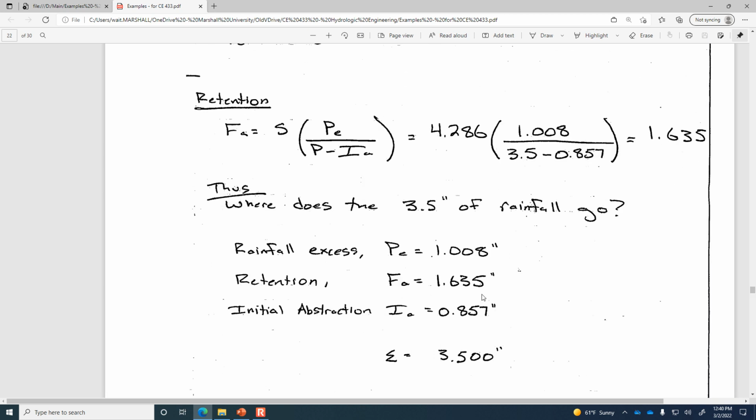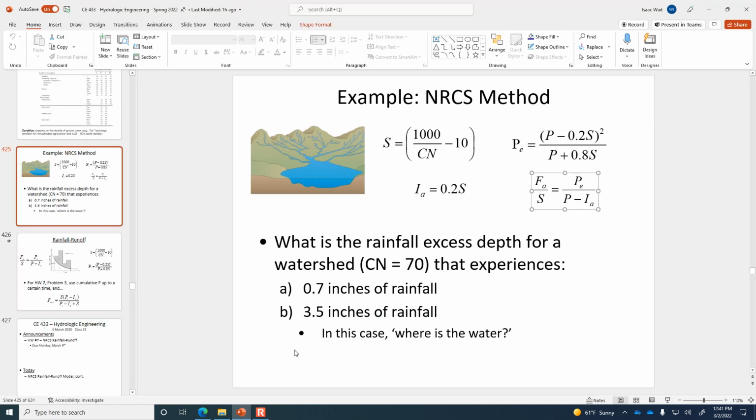The rest of it, if we calculate the initial abstraction as 20% of the storage depth, about 8/10 of an inch goes there. So it all adds up to the 3.5 inches of rain that we know occurs. So there is a mass balance, in equals out here. And so this tells us the distribution of where it's all going. Any questions about the NRCS method?